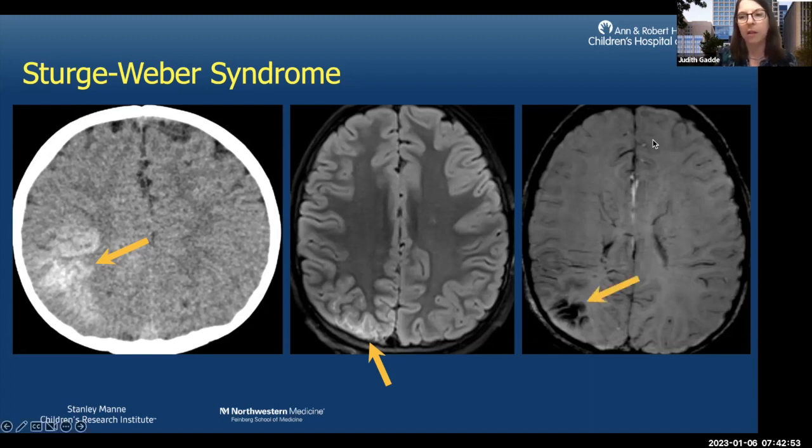So here on the right, this is a susceptibility weighted image. I think this was a MIP, maximum intensity projection image. And here we can see dark signal or blooming, which is susceptibility representing the calcification that we're seeing on the CT. So that's really what you need to know about Sturge-Weber and the pathophysiology and why we see what we do.